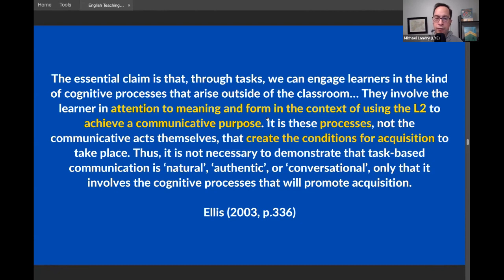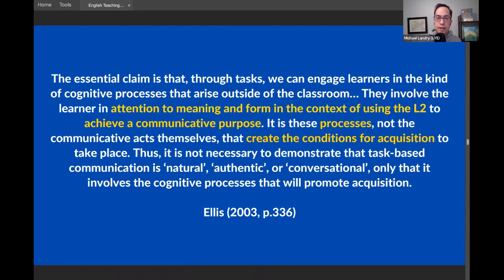Tasks are affordances, right? They're affordances that engage learners in the kind of cognitive processes, and that's important to remember, that arise outside of the students. Again, they're focusing on meaning and form in the context of the task. And as a result of achieving this communicative process, they're drawing on all sorts of other cognitive abilities, right?